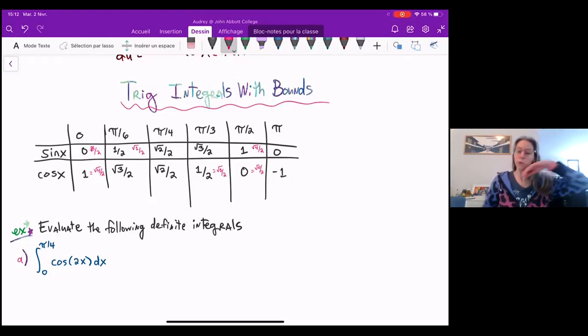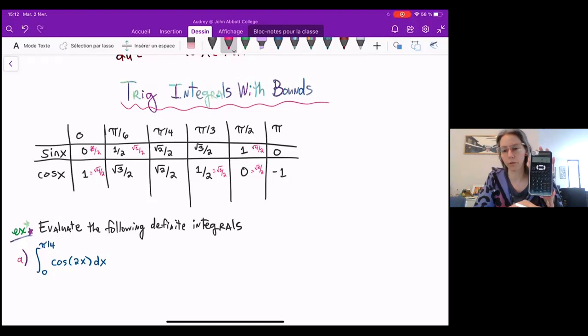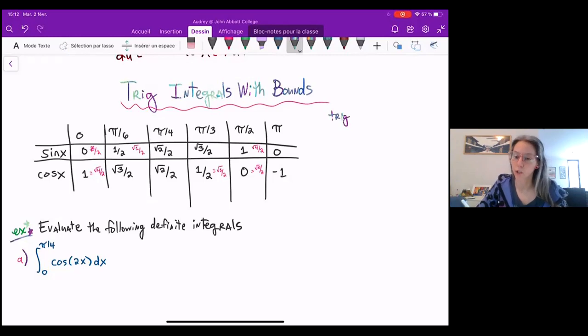Now, how can you use this, or even how can you use your calculator, if you have some of the other trig functions? Unfortunately, your calculator only has sine, cosine, and tangent on it, so you really need to know your trig identities that allow you to write the trig functions in terms of sine, cosine, and tangent.